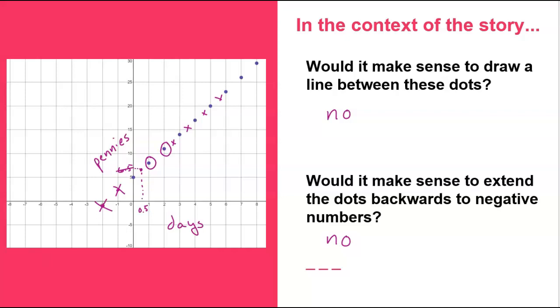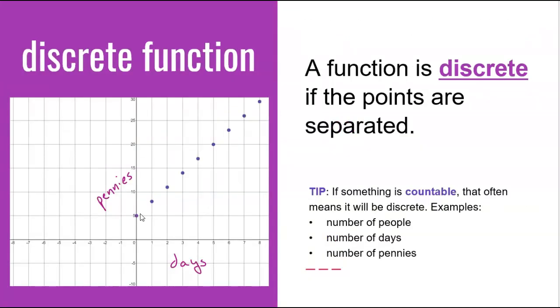So if we have a function that is dots, but it does not make sense to connect them, we call this discrete. Now this is spelled D-I-S-C-R-E-T-E. There's actually another word in English spelled D-I-S-C-R-E-E-T, and this means to be quiet or to be subtle about something. This is not the discrete we're referring to. This is the mathematics discrete, which is spelled D-I-S-C-R-E-T-E.